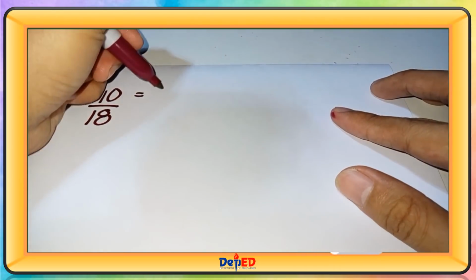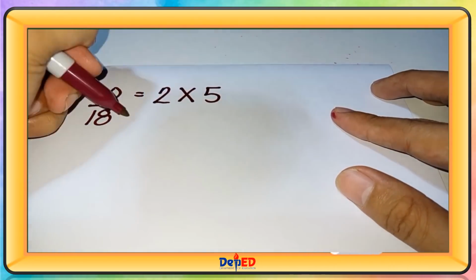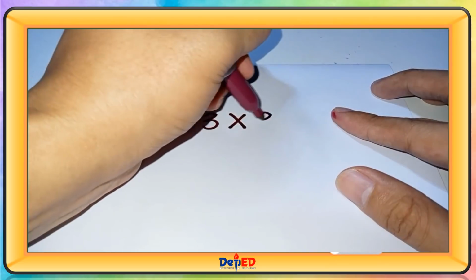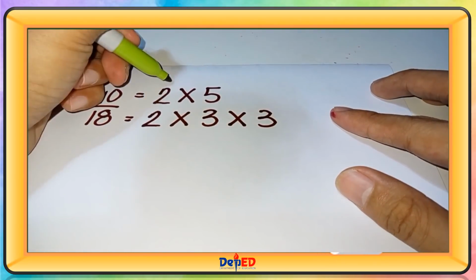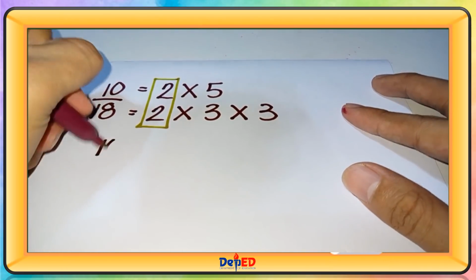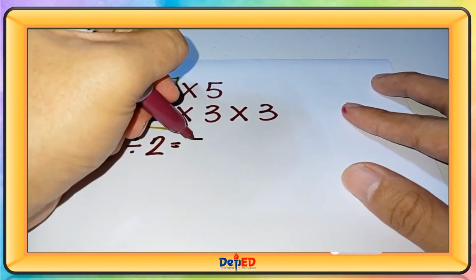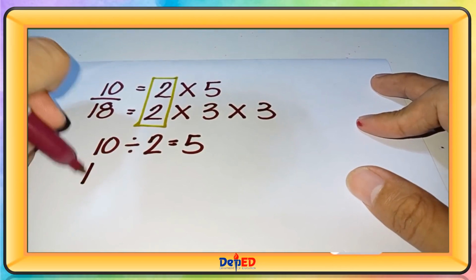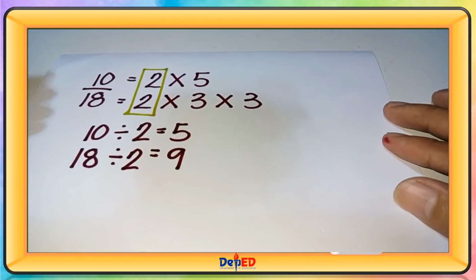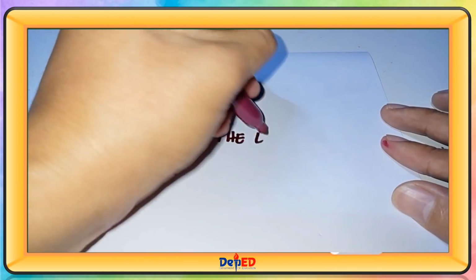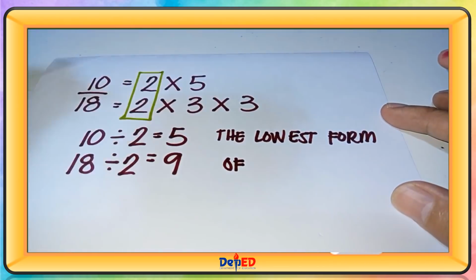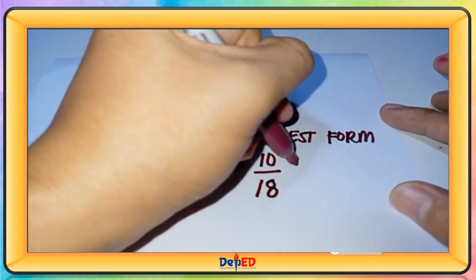10/18. The prime factor of 10 is 2 times 5. 18 is 2 times 3 times 3. We have one common factor, which is number 2. 10 divided by 2 equals 5. 18 divided by 2 equals 9. The lowest form of 10/18 is 5/9.